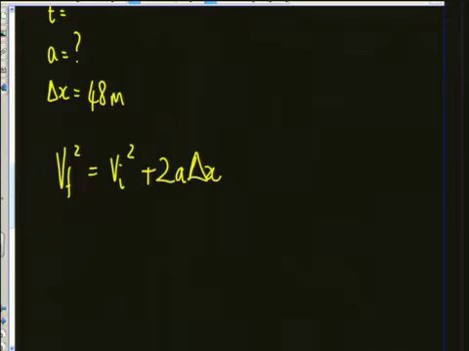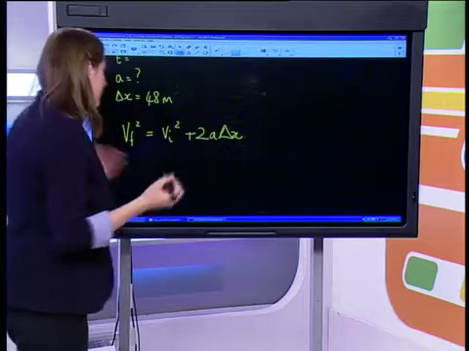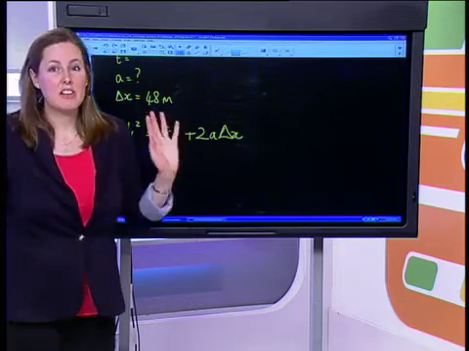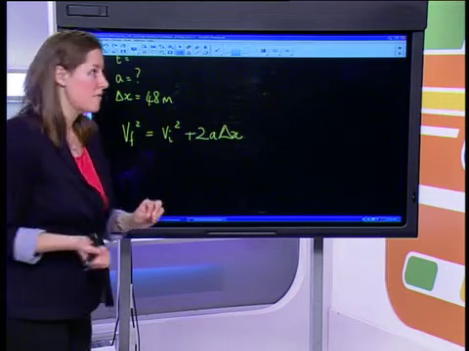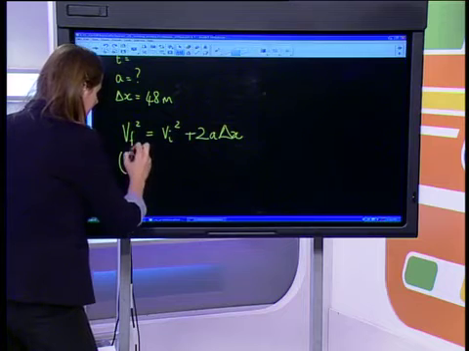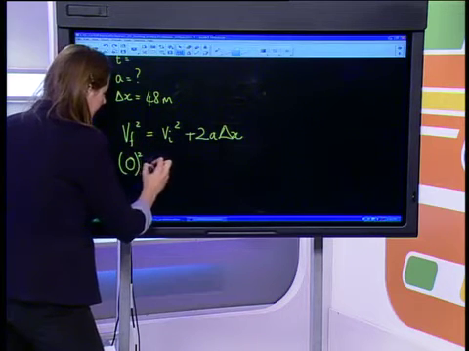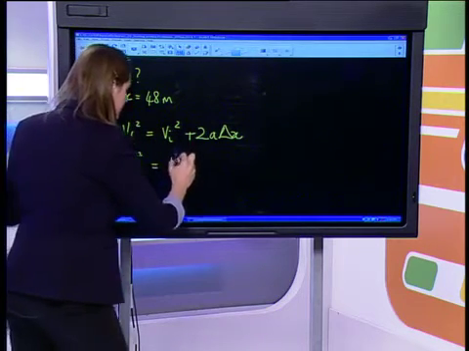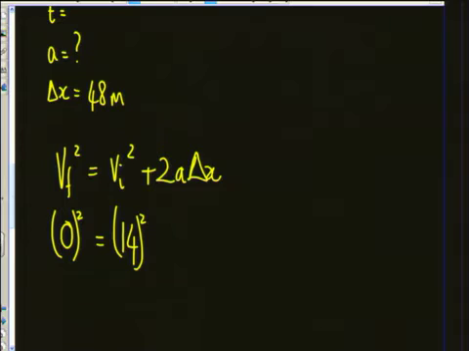Now, what we're actually looking for is acceleration, and you could rearrange it, but once again, you need to substitute, and you'll get marks for your substitution. If you substitute correctly, you get all those marks, but if you rearrange it incorrectly, you will lose them. So substituting first is a good plan. What is the final velocity? It must be 0, and that is squared, equal to the initial velocity, which was 14 squared, plus 2 times a multiplied by 48.